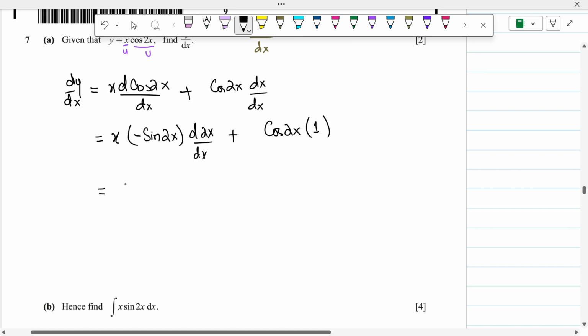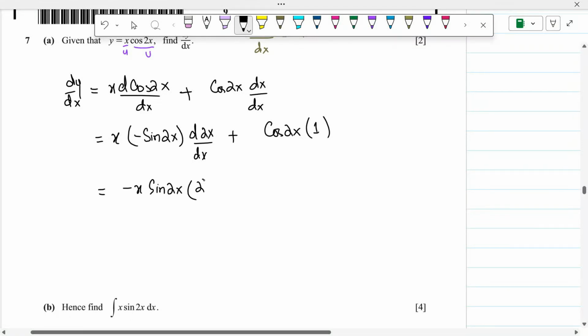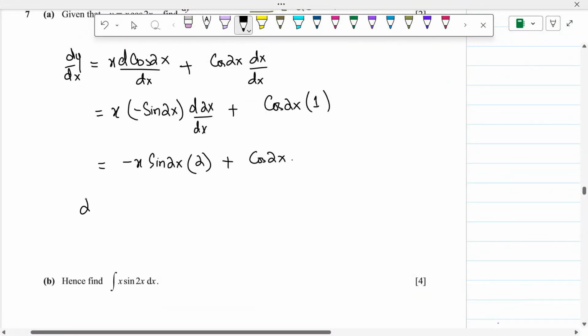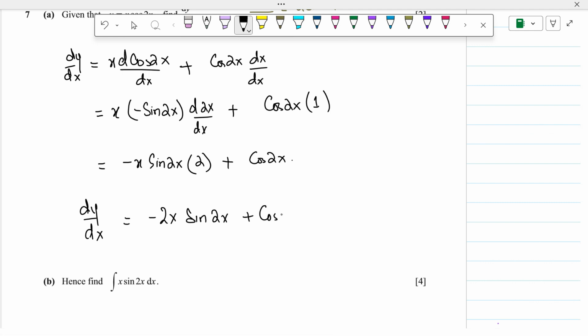So we will have negative x sine of 2x, and the derivative of 2x is 2, plus cos of 2x. So we have dy over dx is equal to negative 2x sine of 2x plus cos of 2x.